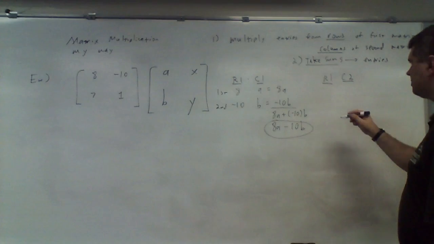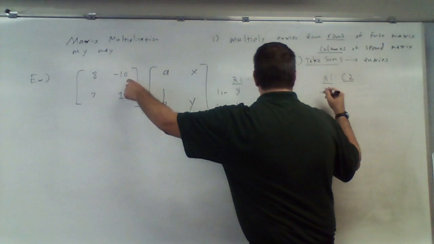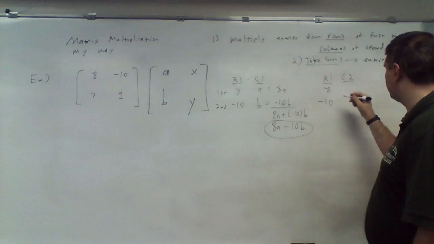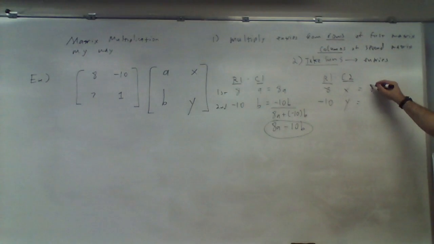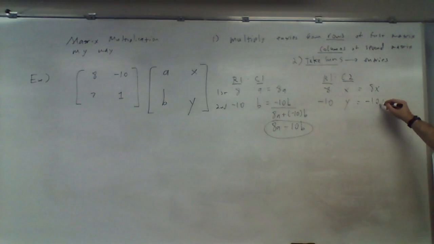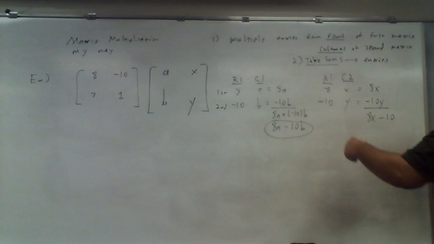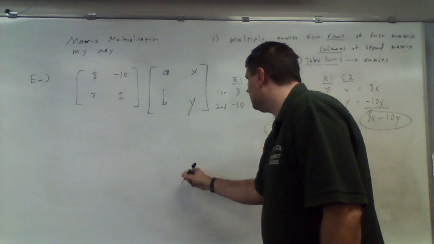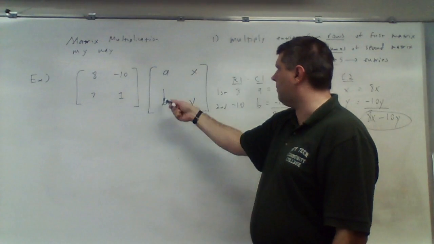Okay? So the first entry will be 8. Second entry is negative 10. And then column 2 is X and Y. So that will be 8X minus 10Y, we'll skip the extra step and just make this 8x minus 10y. This also will be an entry. All right, so having done this row by every column, we will now move to this row by every column.